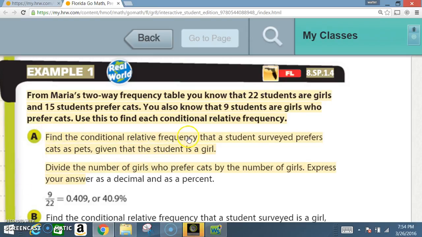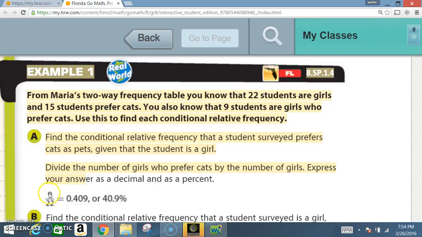Find the conditional relative frequency that a student surveyed prefers cats as pets, given that the student is a girl. To do this, divide the number of girls who prefer cats by the number of girls. Express your answer as a decimal and as a percent.